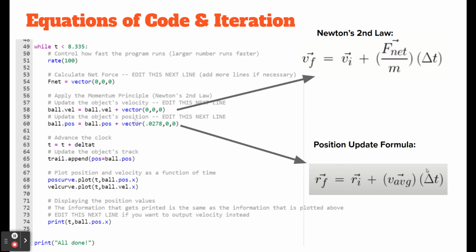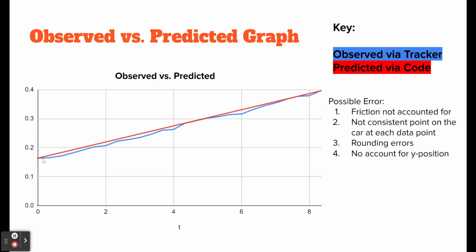However, we still have to account for a change in position. So we're going to have the ball position plus the average velocity times delta t. And since delta t is 1, that's ignored. But anyway, the 0.0278 from the last slide is still taken into account here. And then we insert it right here, and then we run it and we get this graph.